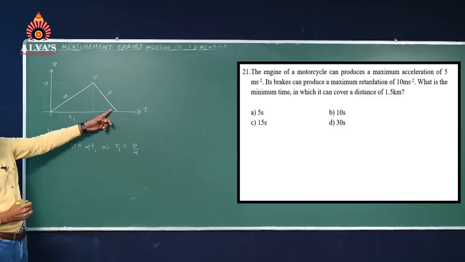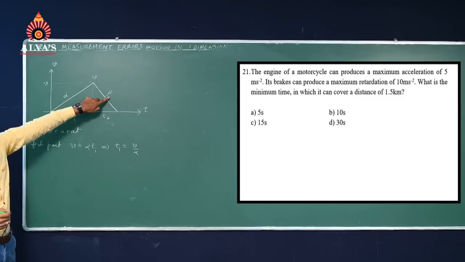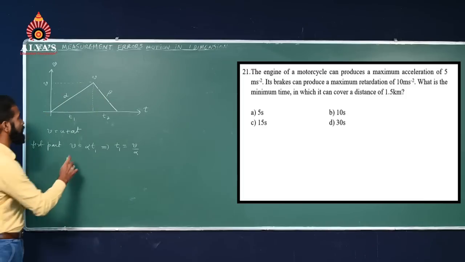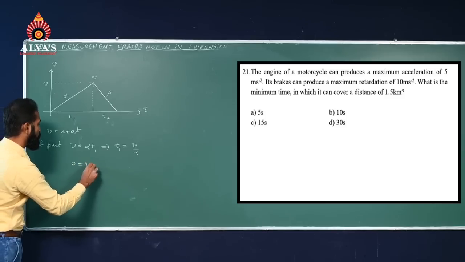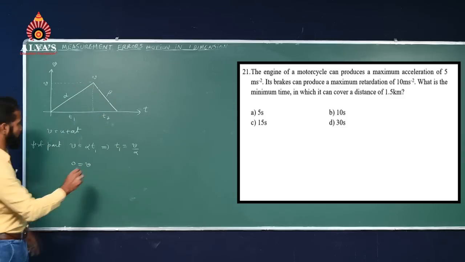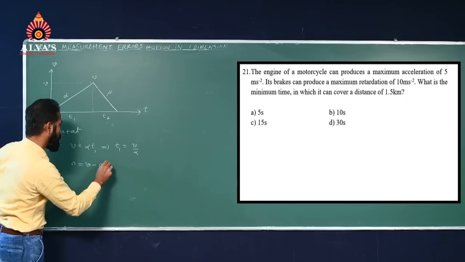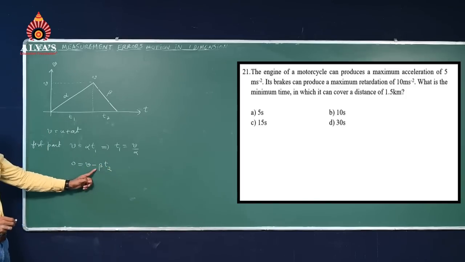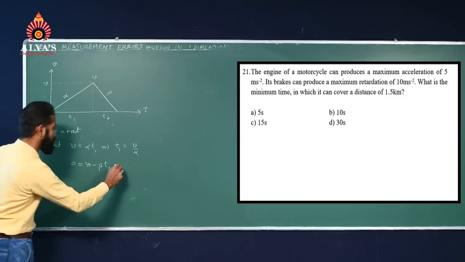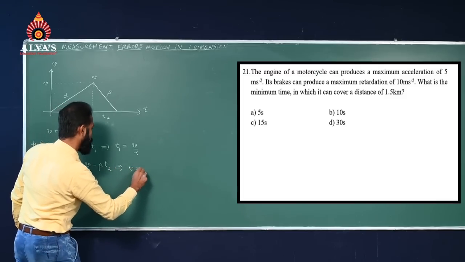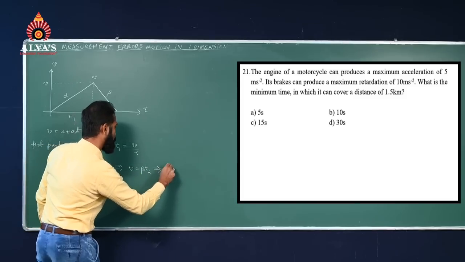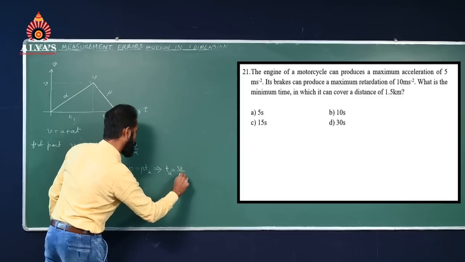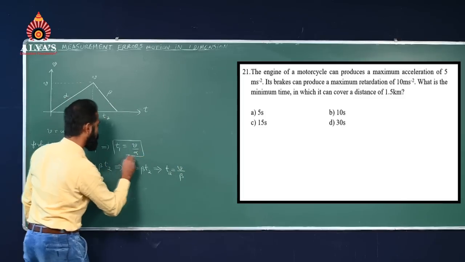Now look at the second part. The graph is steeper because the retardation is exactly double compared to the acceleration, and here final velocity is 0. So therefore we have 0 is equal to v. Initial velocity for the second part is v. So v minus beta into t2. I have substituted minus beta because it is a retardation. So this implies v is equal to beta into t2, or this gives me t2 is equal to v divided by beta.